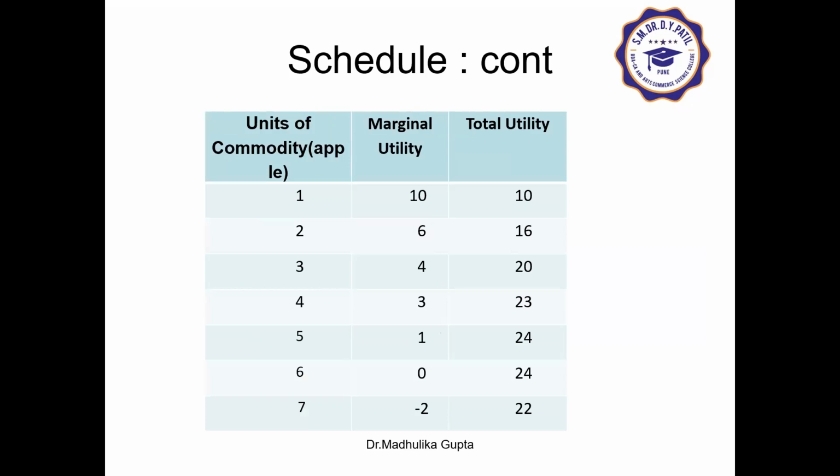You understand? So how is total utility formed? Adding up marginal utility. 10 plus 6, 16. 16 plus 4, 20. 20 plus 3, 23. 23 plus 1, 24. 24 plus 0 is 24. And 24 minus 2, 22. So you understand now what is marginal, what is total. Okay.